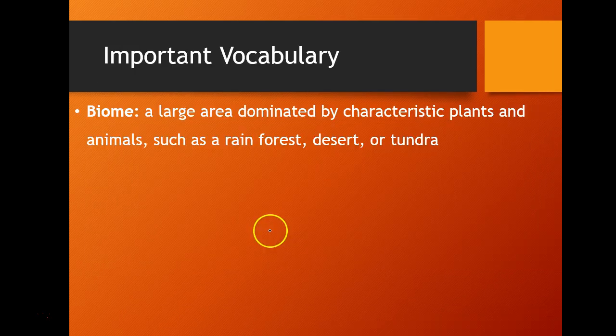So the important vocabulary that you'll need to know for this lesson is just biome. And remember, it's that large area, and some examples would be rainforest, desert, or tundra. And that large area has specific types of plants and animals that live there. And really what that's dependent on are those two things, which would be temperature and rainfall.